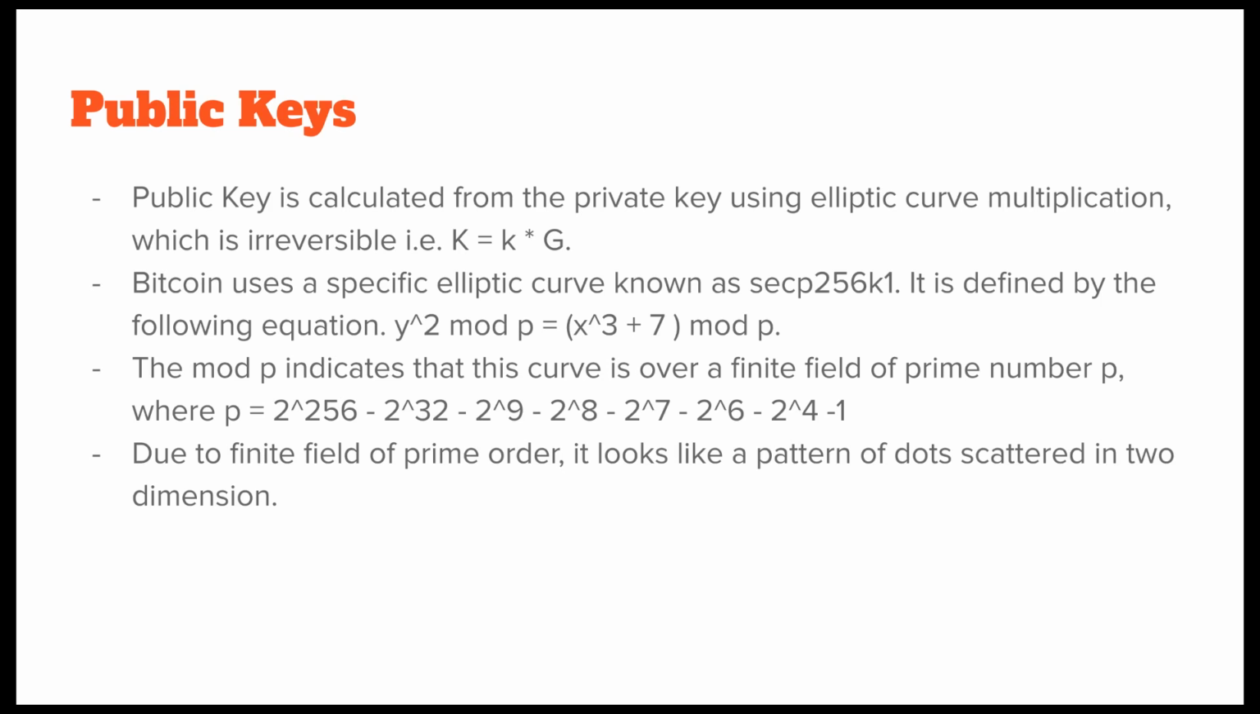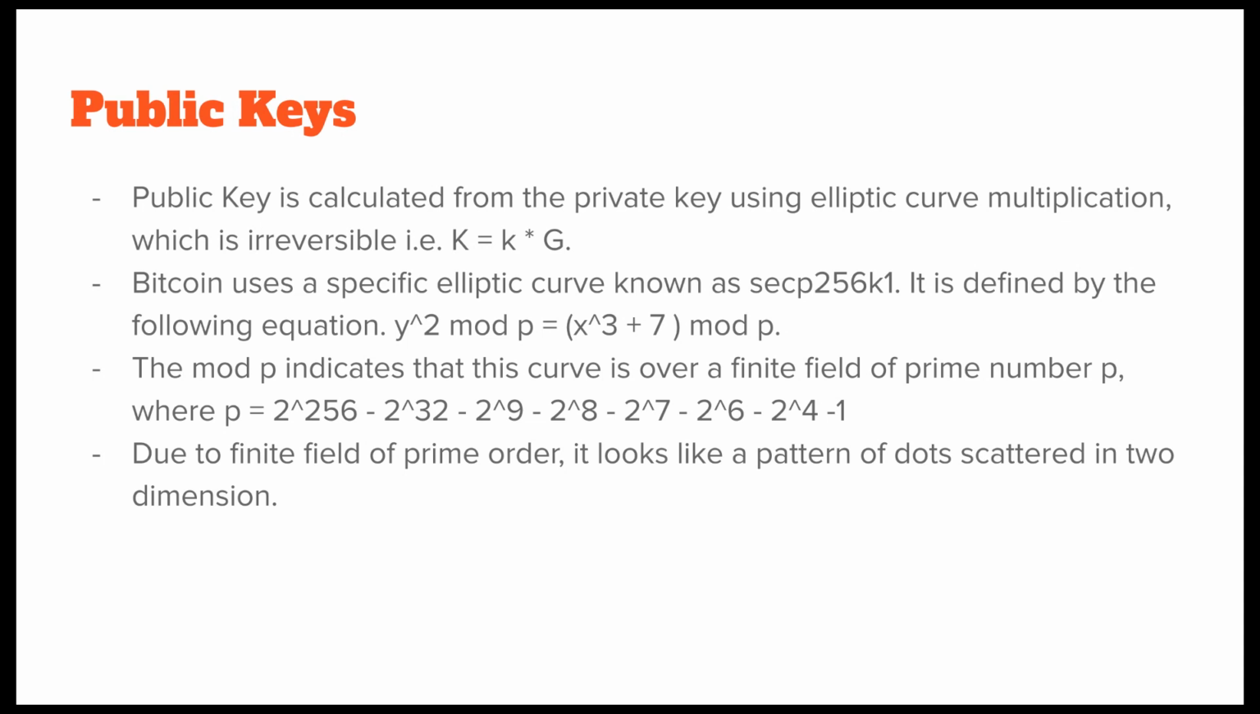Public keys are calculated from the private key using elliptic curve multiplication, and the main motivation behind it is that it is irreversible, or one-way, just like different hashes. The formula to get a public key is quite simple. We multiply our private key, which is small k, with a capital G generator, which is actually a point on the elliptic curve, and as a result we get our public key, which is another point on the elliptic curve with x and y coordinates.